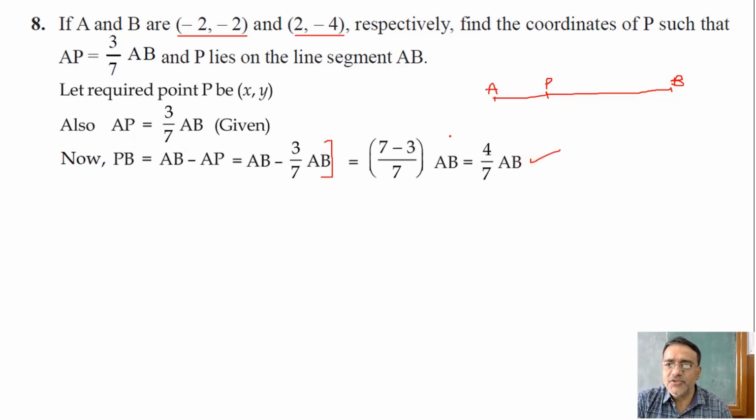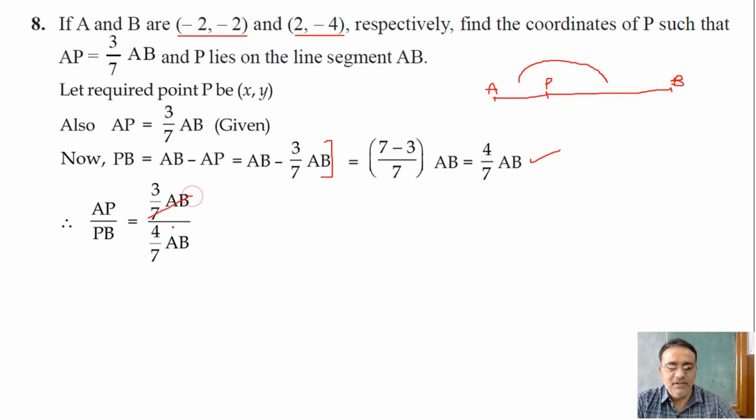Now we actually have to find the ratio of these two. So AP upon PB. Look carefully here, AB and 7 cancel. So what is the ratio? 3:4. Right? Now we have to find the coordinate of P. The difficulty was only up to finding the ratio; after that the question is very simple.